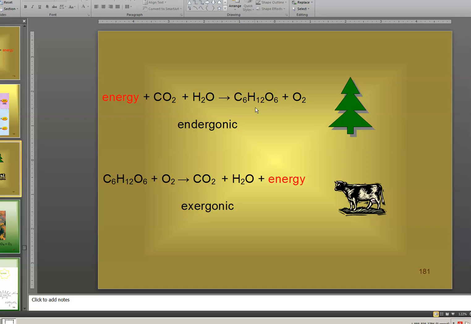All right, the overall purpose of photosynthesis is to use sunlight to hoist those electrons into high energy orbitals in glucose. And we'll pick that up in our next discussion.